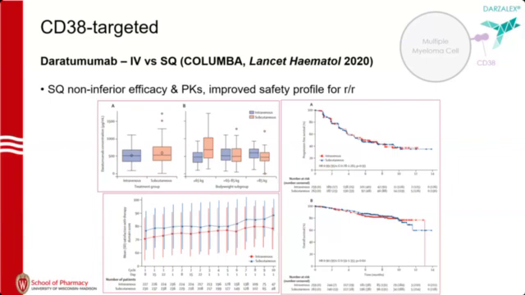that the subcutaneous product had non-inferior efficacy as well as pharmacokinetics, despite looking at different body weight subgroup populations. That's what you really worry about with these subcutaneous products. And they had improved safety profiles in those patients that had relapsed and refractory disease. And as you can see on the bottom left-hand side, those patients who were using the subcutaneous product actually had a higher satisfaction with therapy. So these patients liked it better, and it was non-inferior from an efficacy and pharmacokinetic perspective.